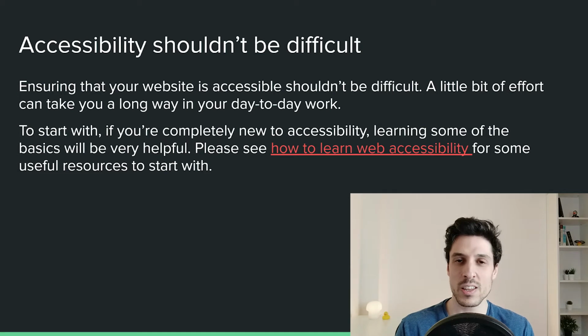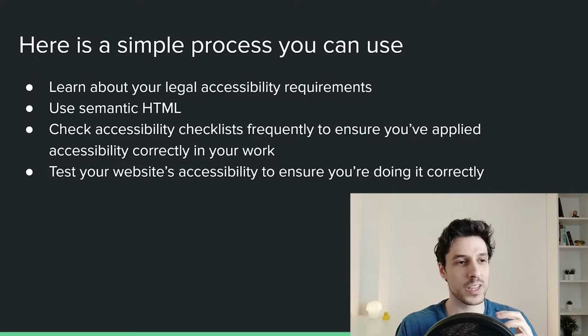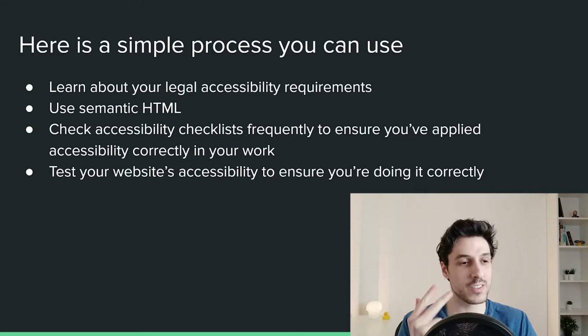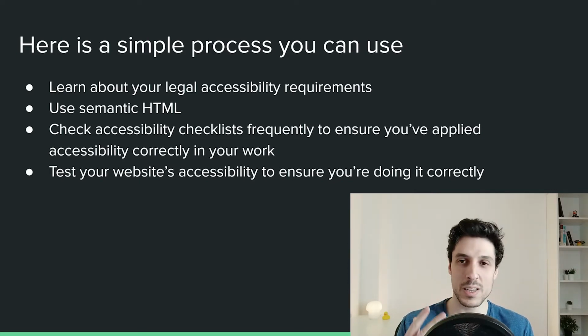Ensuring that your web content is accessible doesn't have to be difficult. This is what we're going to look at in this video. It shouldn't take you a lot of work to do it correctly. There are just a few things you need to do in your day-to-day development, and here they are. The simple process is something like this. First of all, learn about your legal accessibility requirements. Second, use semantic HTML. Third, check accessibility checklists frequently to ensure you've applied accessibility correctly in your work. And fourth, test your website's accessibility, because as with anything, you have to test your work. You have to test that you're doing it correctly.